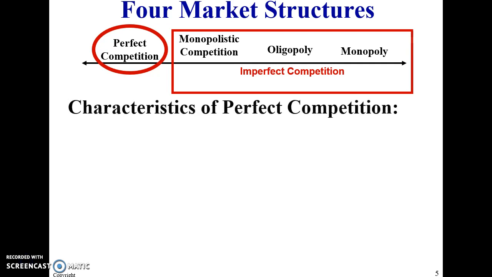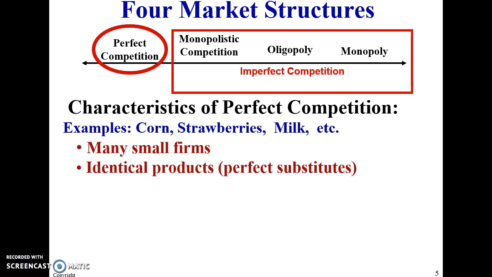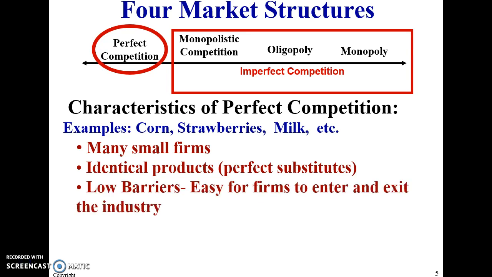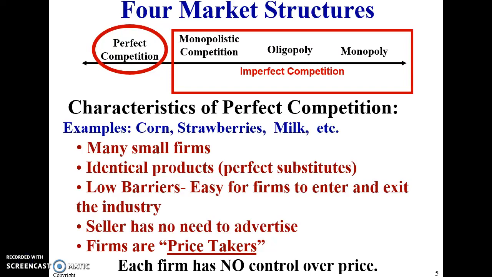So the characteristics of perfect competition are the following. There's a lot of small firms. They have a homogeneous product, or a product that's not easily distinguishable from their competitor. There's low barriers to entry, meaning it's very easy to start up a firm or close it down. The seller, because they're producing a product that is not dissimilar from their competitor, really doesn't have a need to advertise. And they're known as price takers because they don't have any control over price.